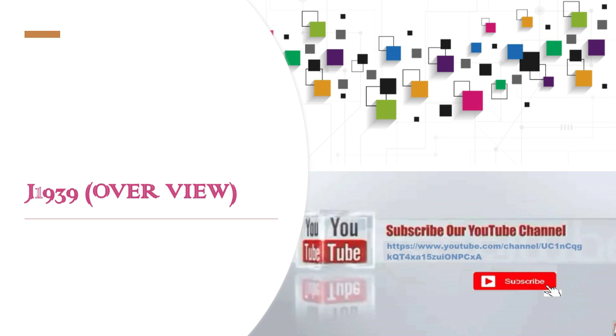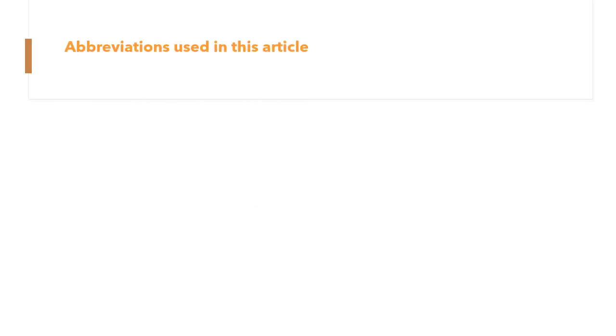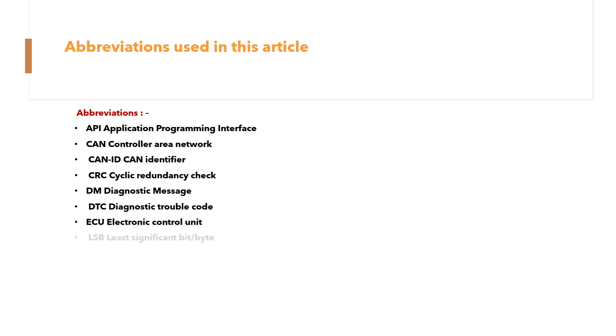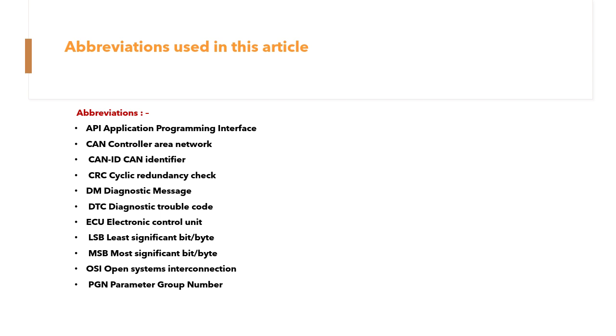Okay, we will see what abbreviations are used in the entire article, including all the articles which follow with J1939. Let's see some of the abbreviations. API, application program interface. CAN, controller area network, and CAN ID, controller area network identifier. CRC, cyclic redundancy check. DM, diagnostic message. DTC, diagnostic trouble code. ECU, electronic control unit. LSB, least significant bit or byte. MSB, most significant bit or byte. And OSI, that is open system interconnection. PGN is parameter group number, and RTR is remote transmission request.